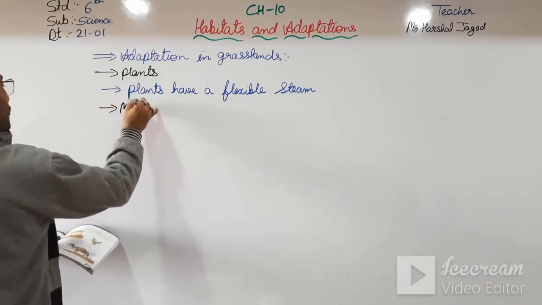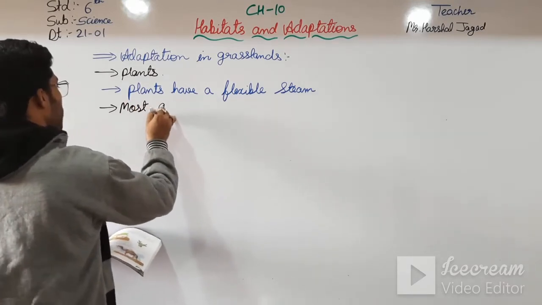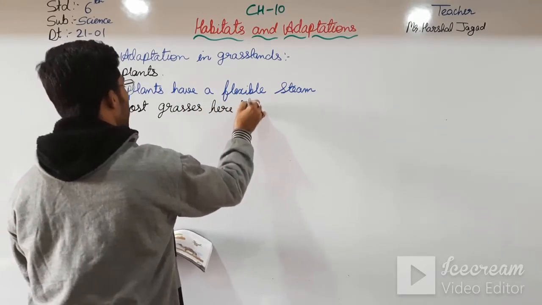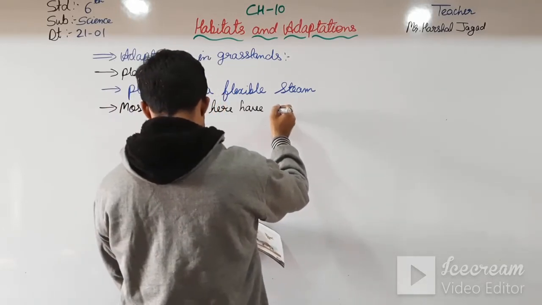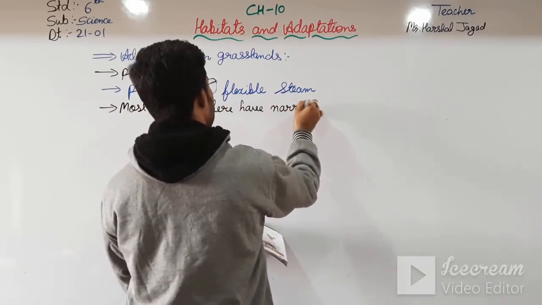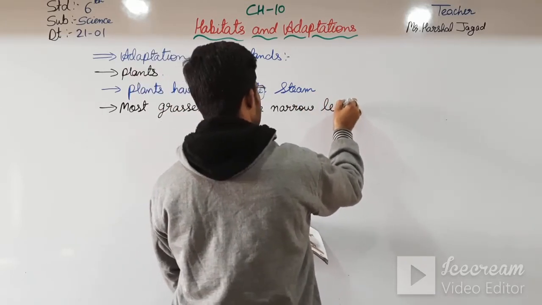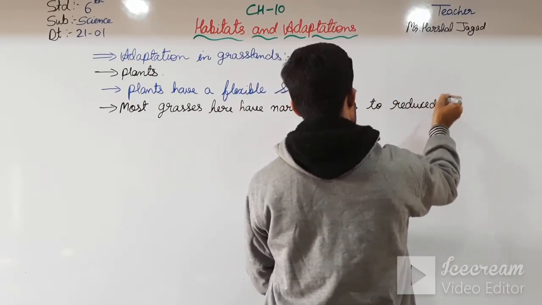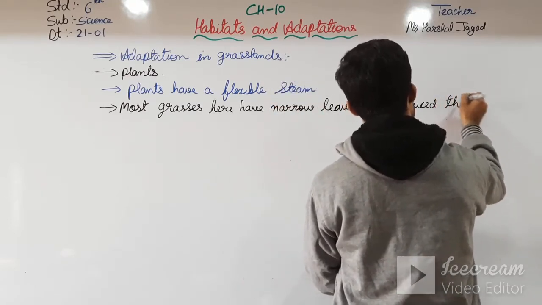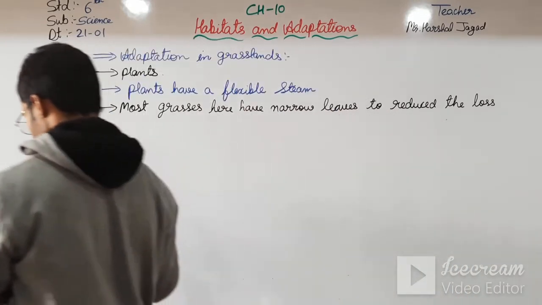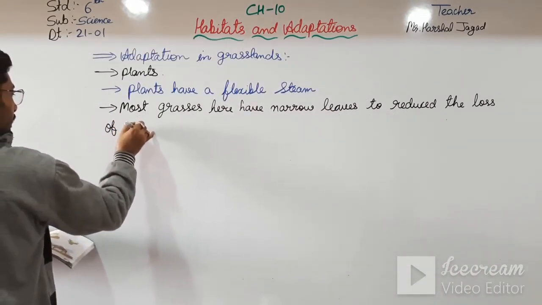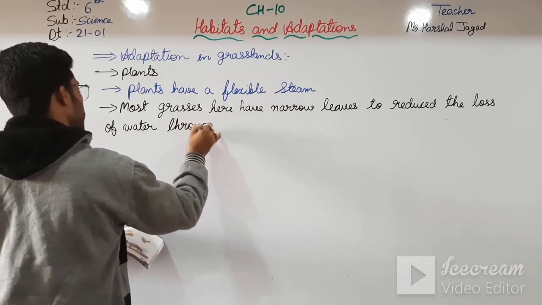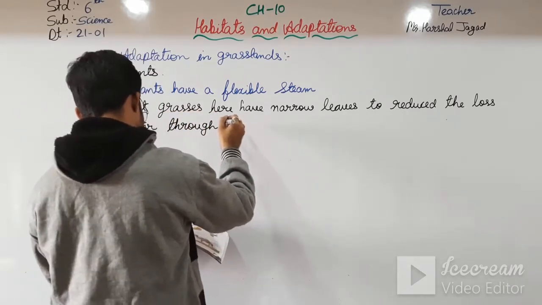Most grasses here have narrow leaves to reduce the loss of water through transpiration.